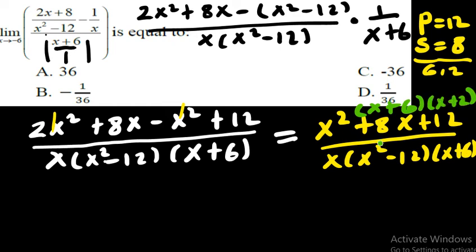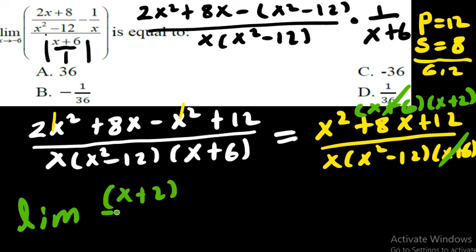Now you can see that x plus 6 up and x plus 6 down will be cancelled out. This was the problem. This whole process happened to cancel this x plus 6, because directly inserting negative 6 was undefined. Now x plus 6 is avoided. So we can now take the limit of x plus 2, the whole over x into x squared minus 12, as x goes to negative 6.